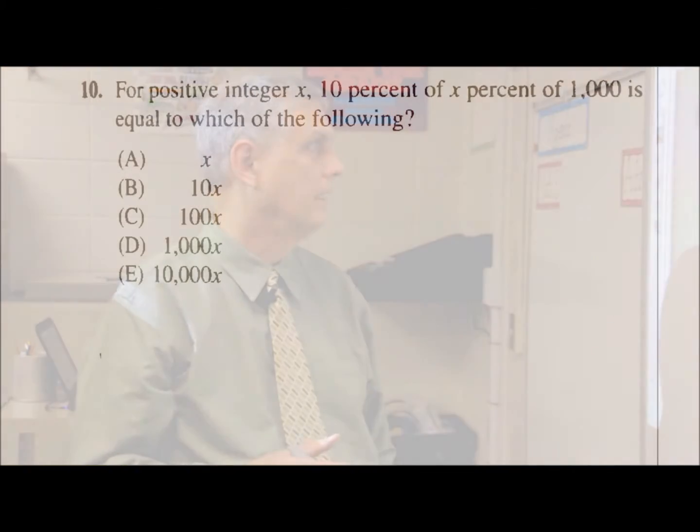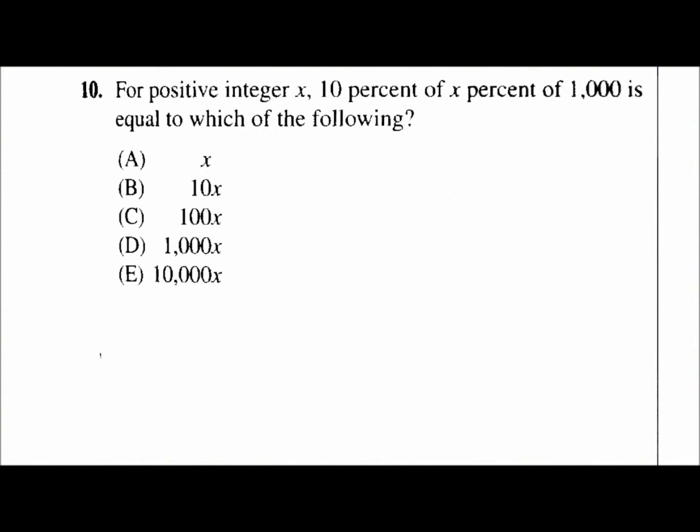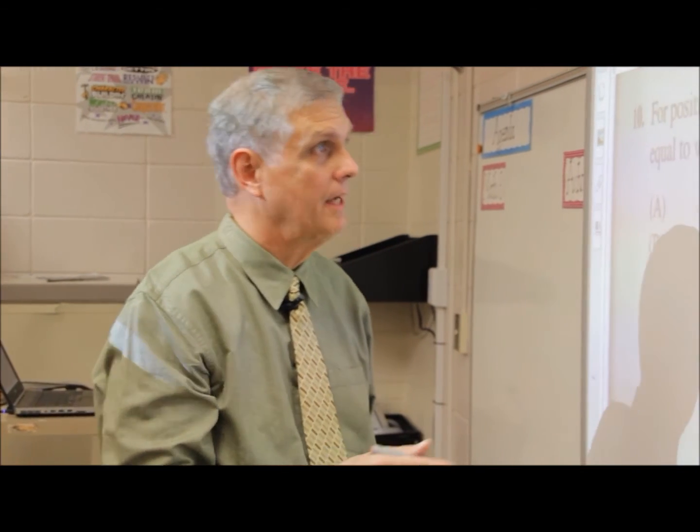As I said before, the only way they can make these difficult, and they will make them difficult on the SAT, is to put a brain twister in here. And the twist they put here, they first say for positive integer x, and you're thinking, okay, positive integers. What are they talking about here? 10% of x percent of 1,000 is equal to which of the following? So here you not only have this positive integer thing going on, they're asking you a percent of a percent. So let's break it down and see, we'll untwist it, in other words, okay?